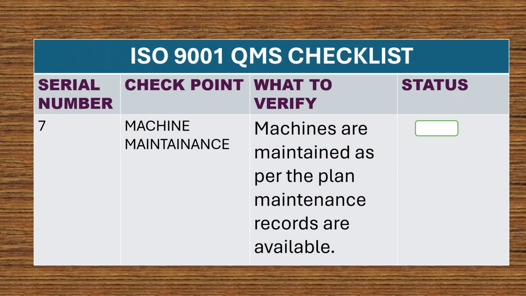The 7th checkpoint is machine maintenance. What to verify? Machines are maintained as per the plan, maintenance records are available.